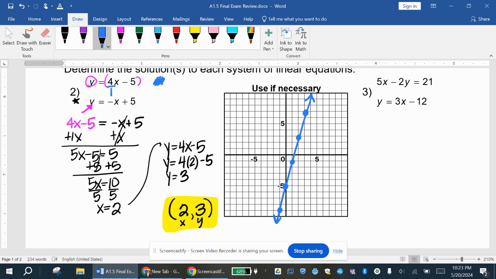And then you're going to graph the other guy. So I'm going to make that purple. The slope is negative 1 over 1, starting at positive 5. Down 1 over 1, down 1 over 1. Remember, it's rise over run or fall over run. And check it out. Where do the lines intersect? At 2, 3.